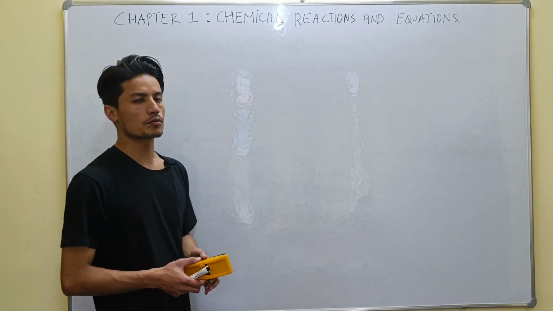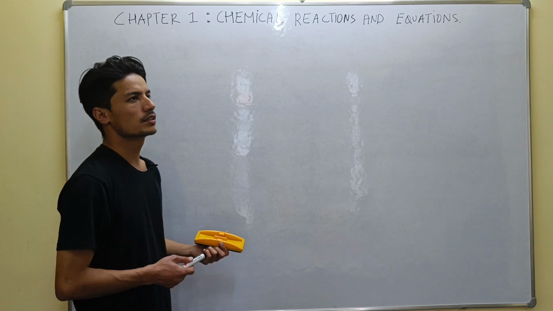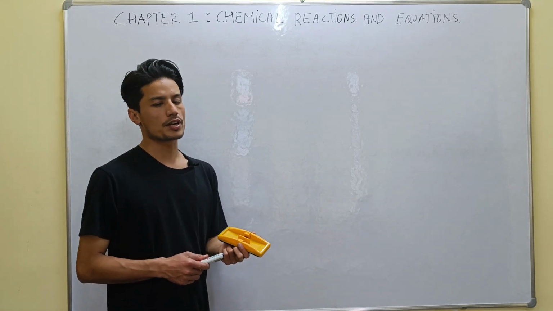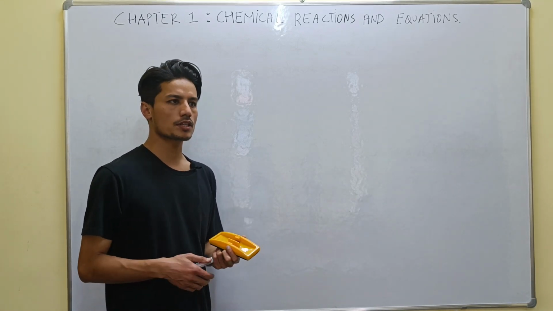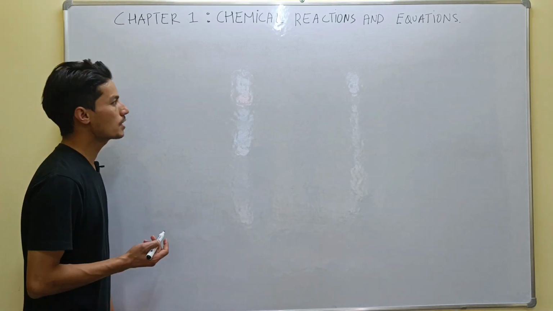Okay, so one by one I will be taking up the topics. In today's class we will start with what a chemical reaction is, what are reactants, what are products, and how to write a chemical equation. So let us start with the class.